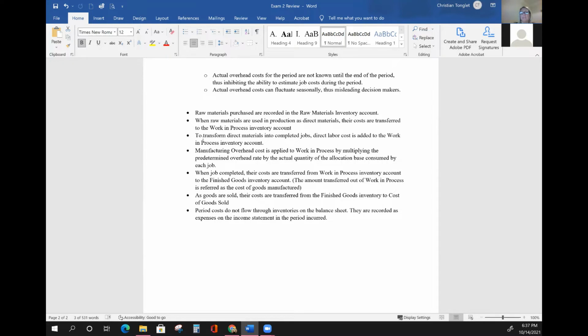And this is just kind of giving you a little extra step. Now you're actually producing the product that's going to be sold from your finished goods inventory account. So we have to understand the work in process piece.